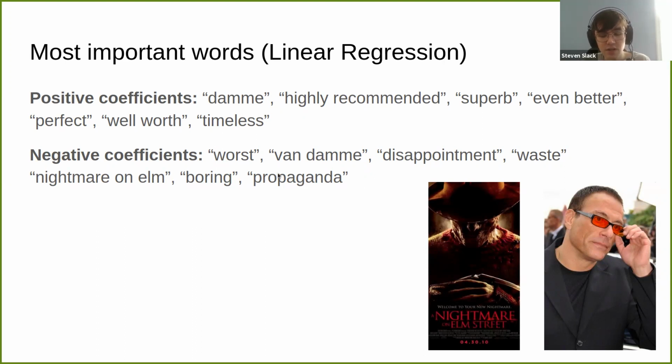I think this is one of the pitfalls of linear regression. It takes too much information from the original data set. Nightmare on Elm Street, we also get some things in there like that. So it's a little bit more specific, and we get some really cool words like propaganda and timeless, but at the cost of being a little bit too specific.